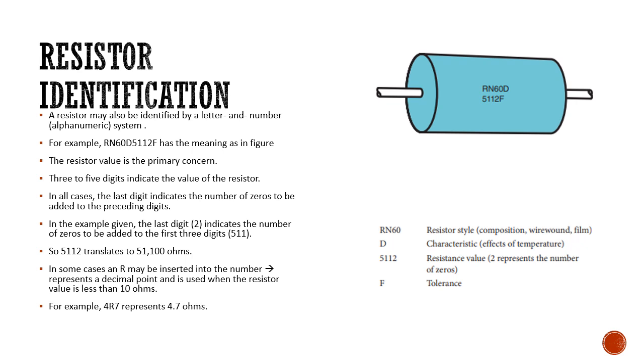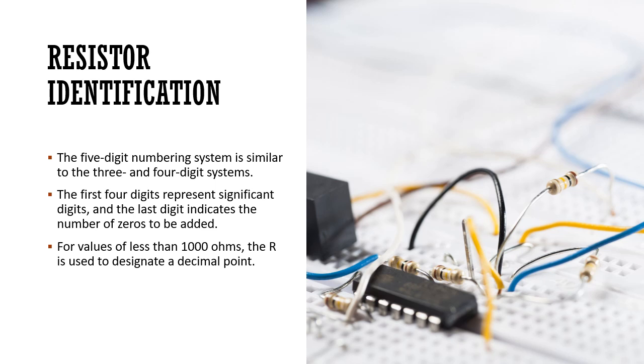In some cases an R may be inserted into the number. The R represents a decimal point and is used when the resistor value is less than 10 ohms. For example, 4R7 represents 4.7 ohms. The 5-digit numbering system is similar to the 3 and 4-digit systems. The first 4 digits represent significant digits, and the last digit indicates the number of zeros to be added. For values of less than 1000 ohms, the R is used to designate a decimal point.